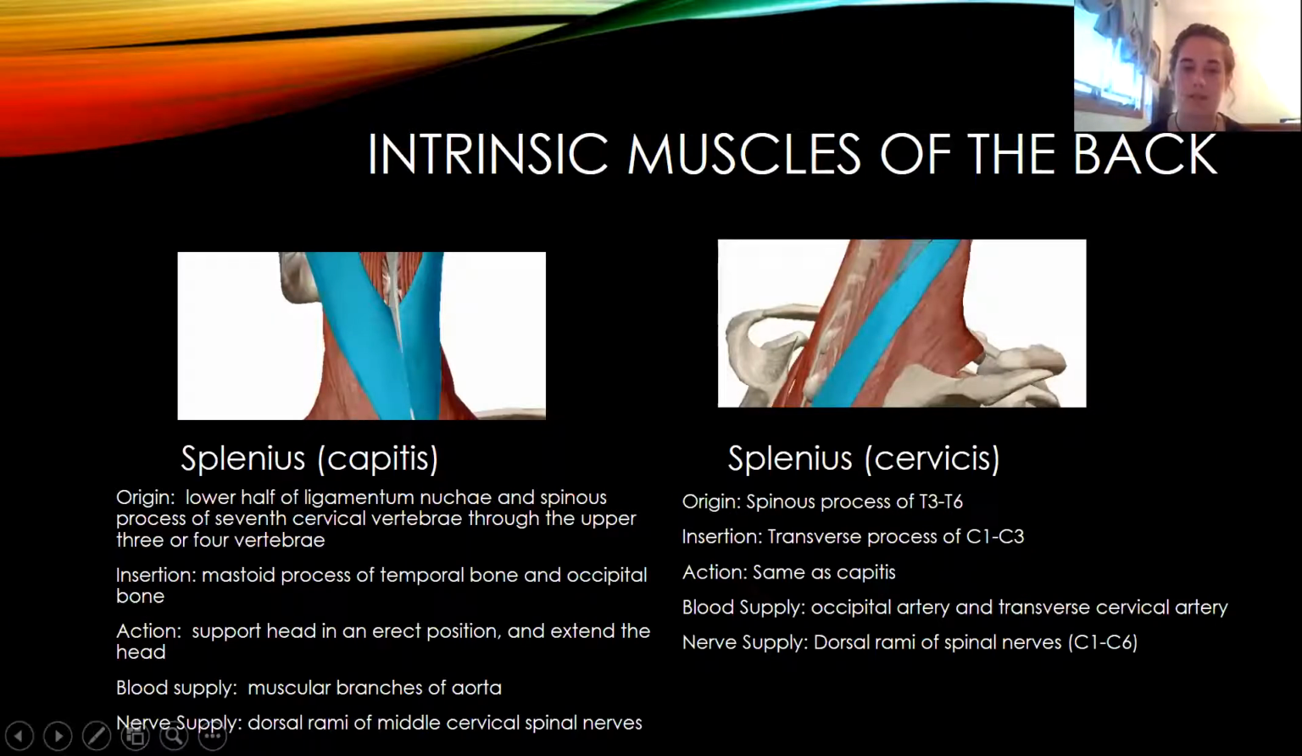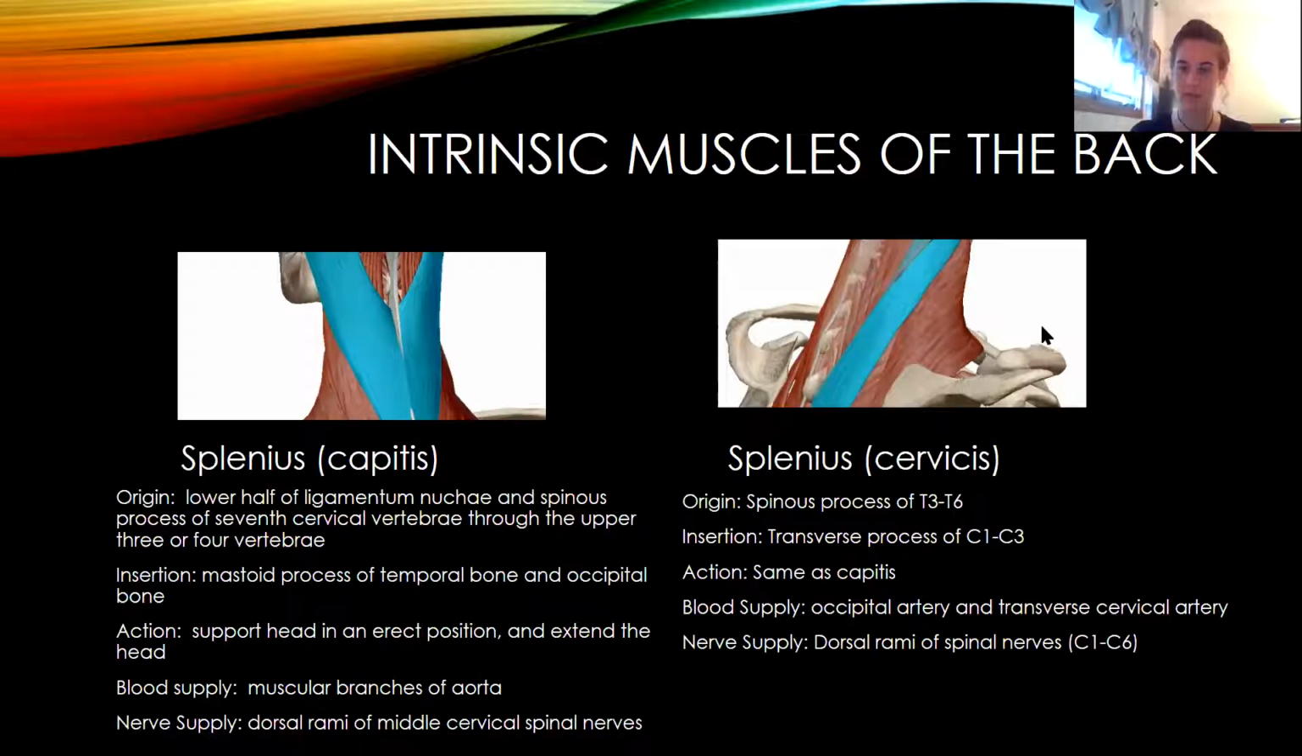Then next are the intrinsic muscles of the back. We have the splenius capitis, and the origin is the lower half of the ligamentum nuchae and the spinous processes of the 7th cervical vertebra through the upper 3 or 4 thoracic vertebrae. The insertion is the mastoid process of the temporal bone and the occipital bone, and the action is that it supports the head in an erect position and extends the head. The blood supply is the muscular branches of the aorta. Then nerve supply is the dorsal rami of the middle cervical spinal nerves.